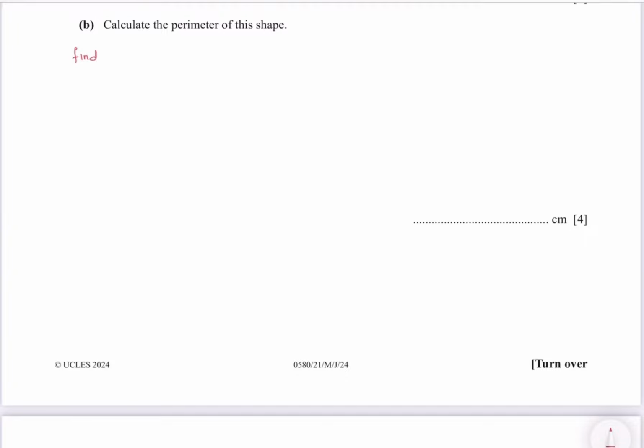B part, calculate the perimeter of this shape. To find the perimeter, find the arc length, which is JL. The whole circumference of a circle is 2 pi r. Divided by 2 will give us the arc length of the semicircle. So pi r would come out. So 3.142 into radius, 6.4. So this is 20.108 centimeter.